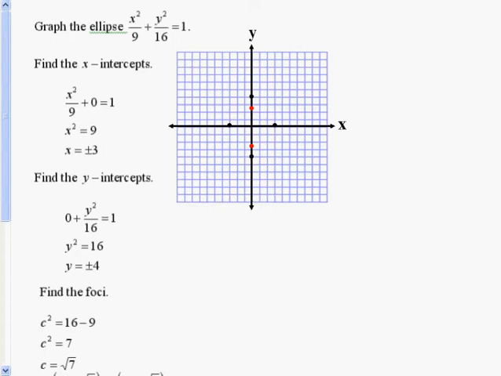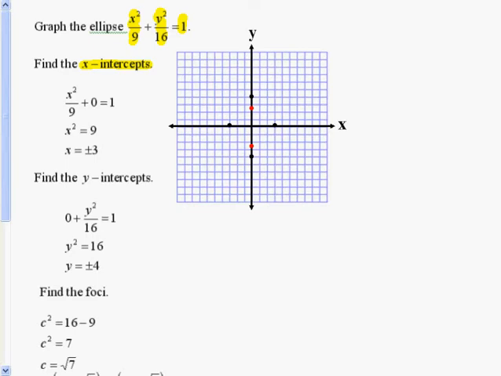Hello class. This will be an example of how to graph an ellipse. We are going to consider the ellipse x squared over 9 plus y squared over 16 is equal to 1. The key to graphing an ellipse that has a center at the origin will be to find the intercepts.